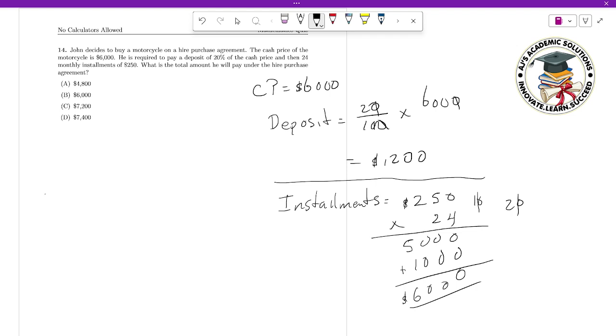Therefore, when we're considering how much he will have to pay under the hire purchase agreement, it will be the deposit plus the installments, which is $1,200 plus $6,000, which is equal to $7,200. So something for you to always consider when you see a hire purchase question is that the answer needs to be above the sales price or the cost price. So by method of elimination, the 6,000 and the 4,800 automatically get ruled out.